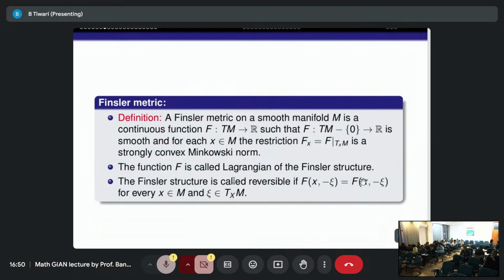And this Finsler structure, in general, is not reversible. So the length of the vector minus chi, in general, is not equal to the length of the vector chi. And if f of minus chi is equal to f of chi for every chi and at every point, this Finsler structure is said to be reversible.